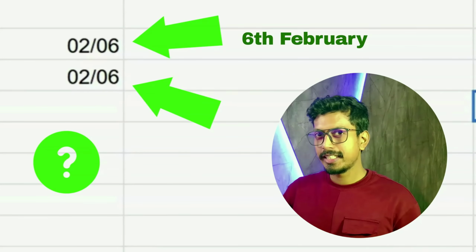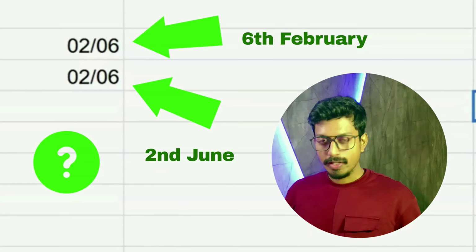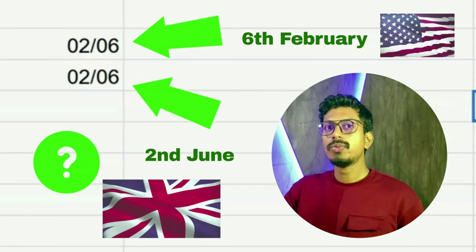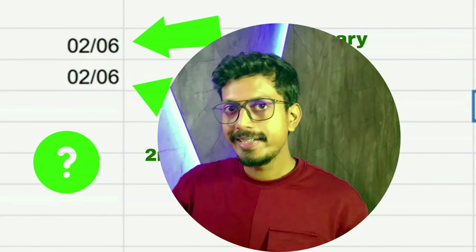I have two dates written on the screen. Can you tell me whether it's 6th of February or 2nd of June? Your answer will reveal whether you are thinking like an American or a European. And your Google Sheet might be thinking differently than you are.